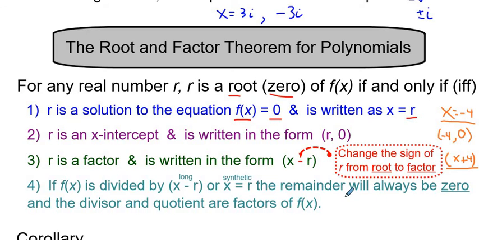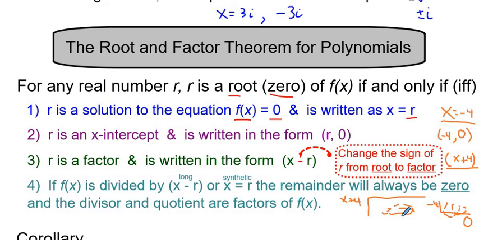Meaning, if I do long division with x plus 4, my earlier example, and I do all this work, I get 0 at the bottom. Or if I did synthetic division, and I used x equals -4 out here, of course, we would just put a -4 there. So if I put a -4 out there, I would do all this work, and I would get a 0 here.